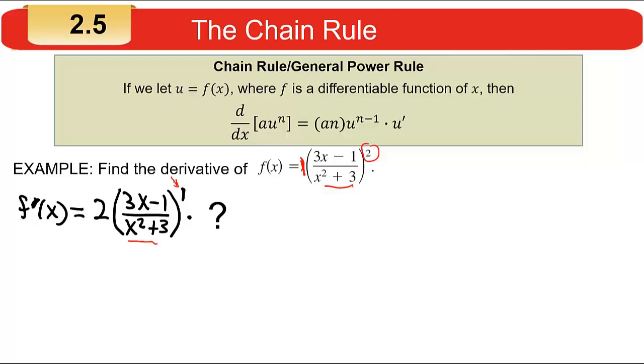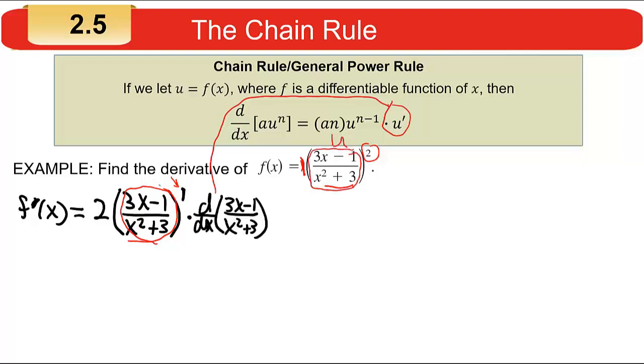And of course that 1 doesn't have to be written. It's an understood 1, but I put it there just for emphasis. But then you're off by a factor, and the factor you're off by is the derivative of the base. And I'm just going to write it symbolically. U prime is the derivative of the base.